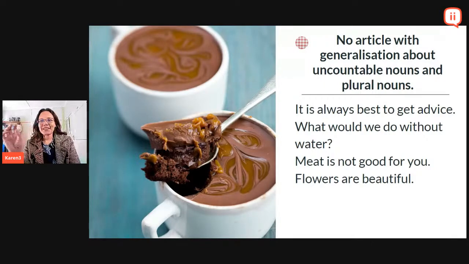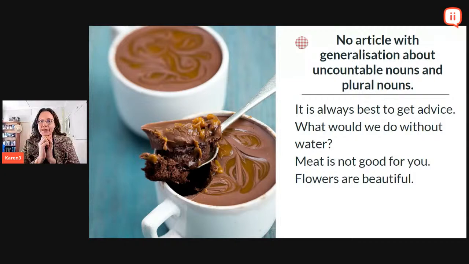It's always best to get advice. Advice is uncountable. It's not specific. It's not specifically given by one person. So it's no article. You wouldn't say "a advice." You wouldn't say "an advice." You can say "the advice of my own specific doctor," the advice of Dr. Tom. But if you're talking about advice from anyone, it's too general, no article.